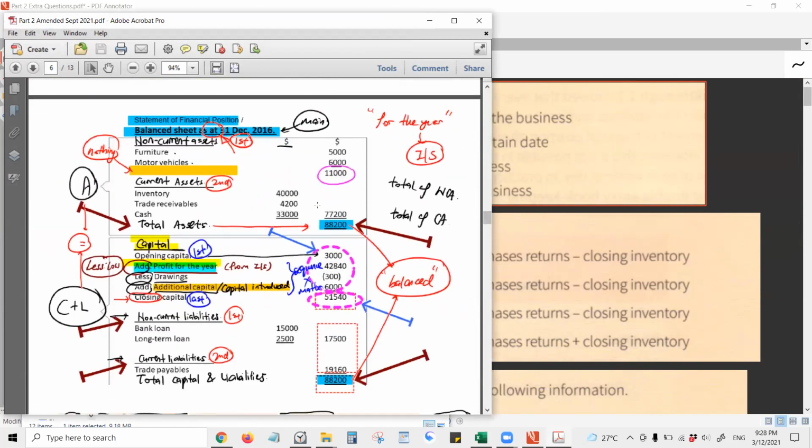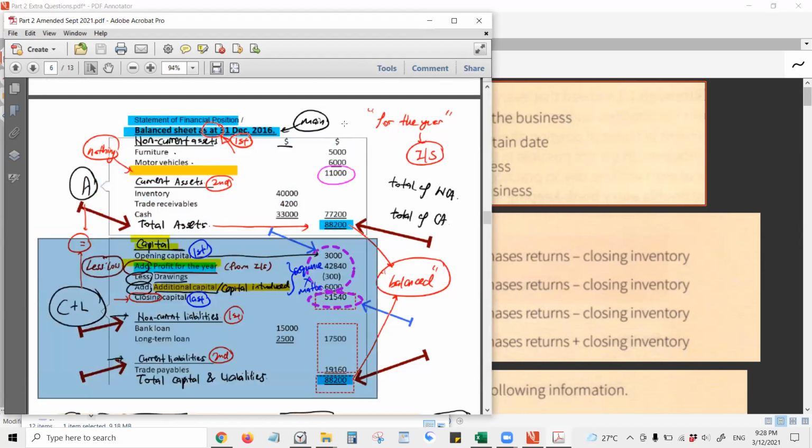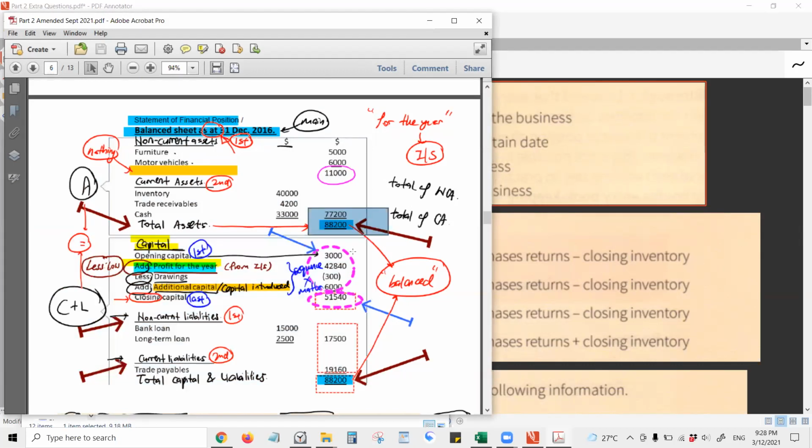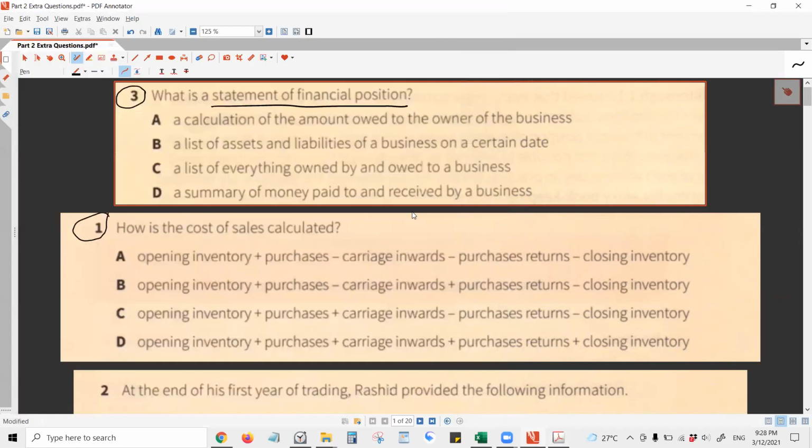SOFP is this one, the statement of financial position. In the upper part you have the assets, in the lower part you have the capital and liability section. Because you prepare this based on the accounting equation, eventually you have to get it balanced, meaning the total assets figure must be the same as the total C plus L figure. You can see, right, 82,000. So this is the SOFP. The answer should be B, a list of assets and liabilities of a business on a certain date.